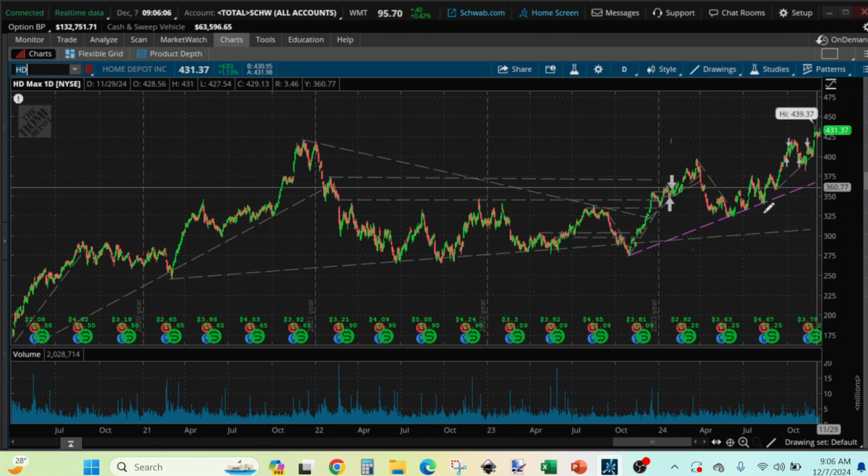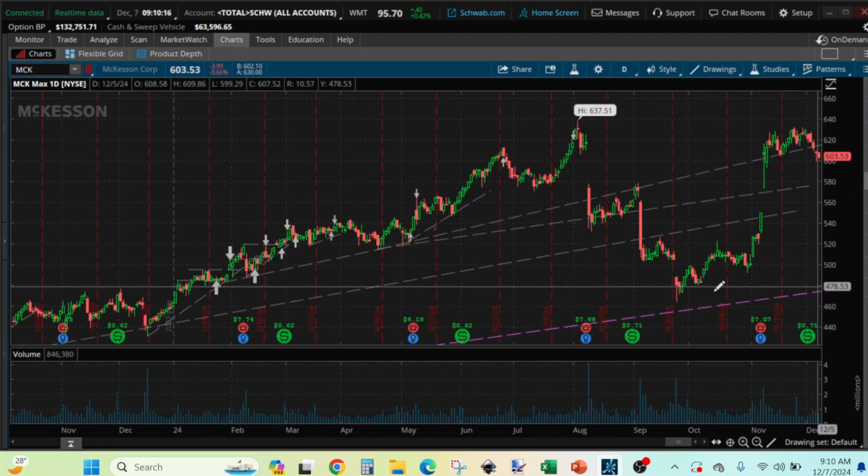MCK. We are waiting on MCK on this line before we get in, because of those we don't want to buy on a shorter trend line and get burned.